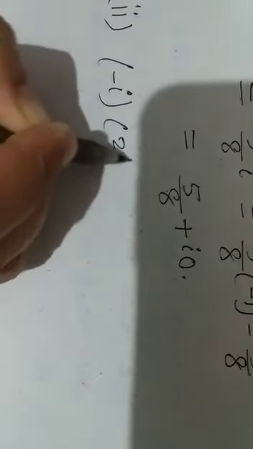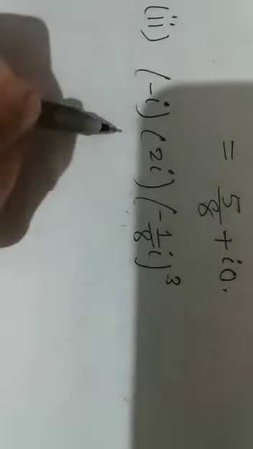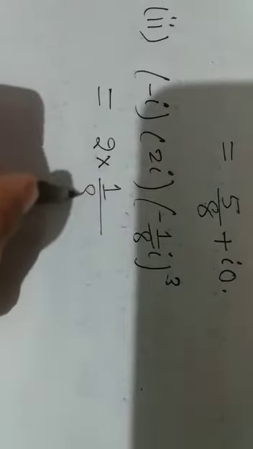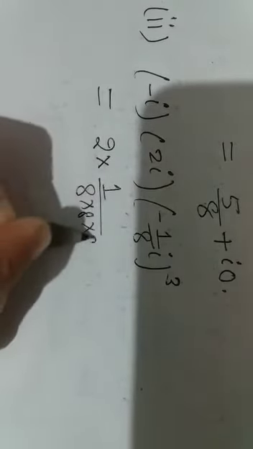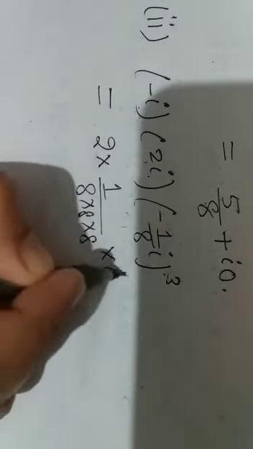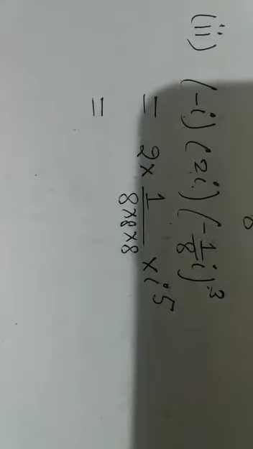Our second part is minus i, then 2i and minus 1 by 8i whole cube. Now see here. Let us multiply again. So this becomes what? 2 into, here 1 by 8 three times, 1, 2 and 3. So i becomes i square, and here i cube, so i to the power 5. Okay. And minus becomes what? Plus.